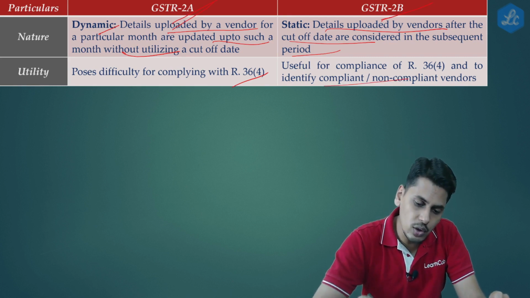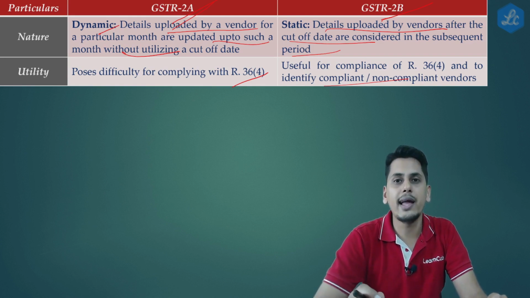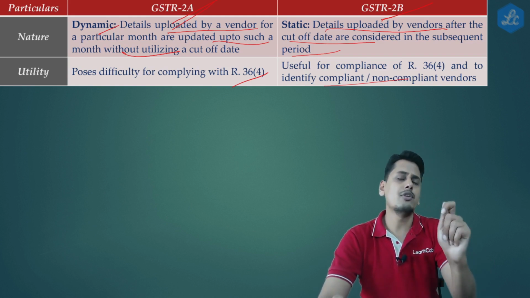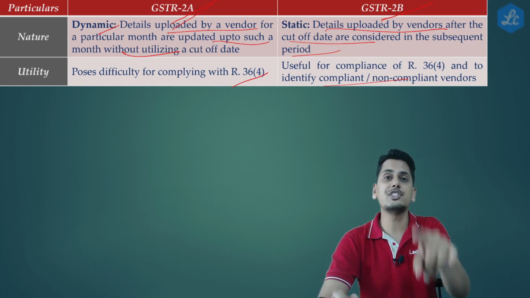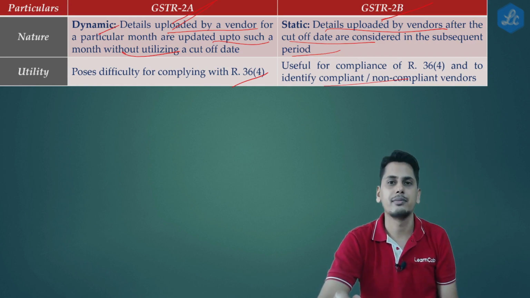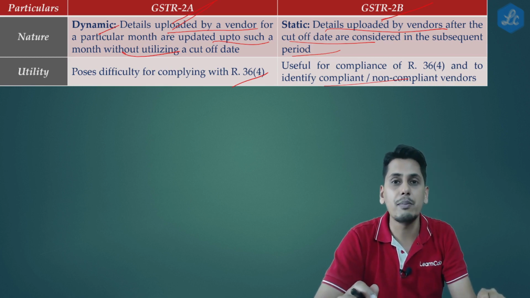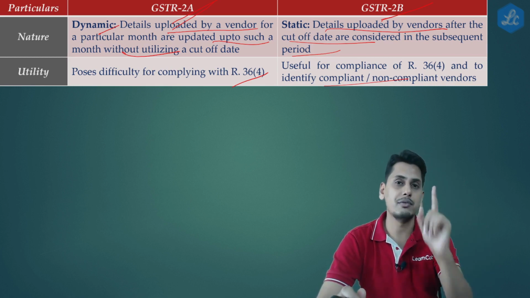One will also get to know who are the compliant and non-compliant vendors, which means that if you are making an inward supply in a particular tax period, and if it is reflecting in the GSTR 2B of the same tax period, it means that your vendor is a compliant assessee. He is filing his returns within the due dates.